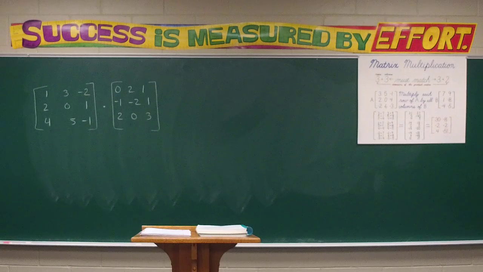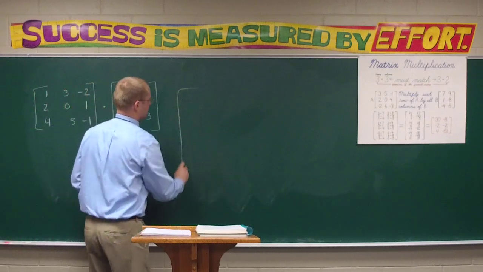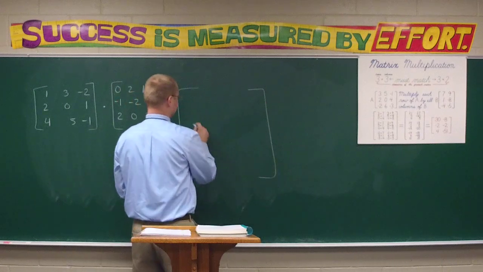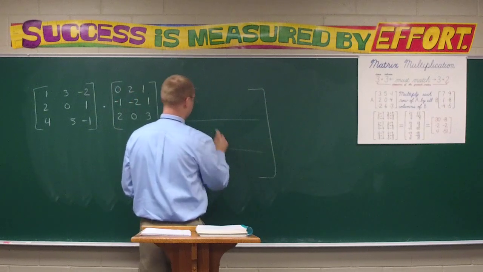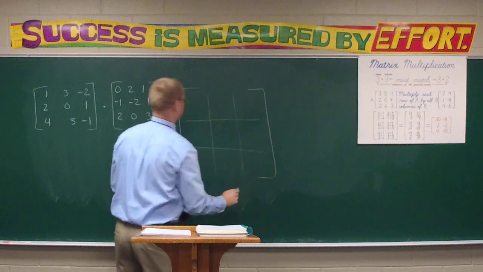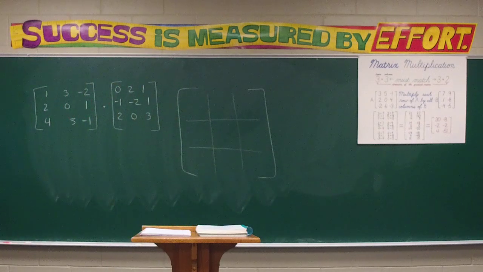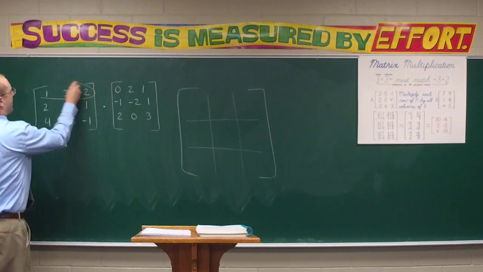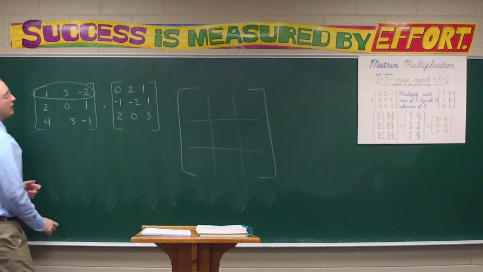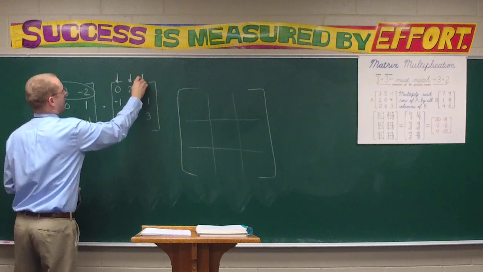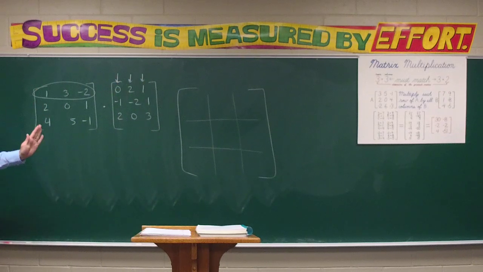All right, first matrix class, 3 by 3. Next matrix, 3 by 3. So our product is going to be 3 by 3. Let's make a big tic-tac-toe board. Okay, you start by taking the first row, and you're going to drop it down all the columns, one at a time. So we're going to start with just the first column.